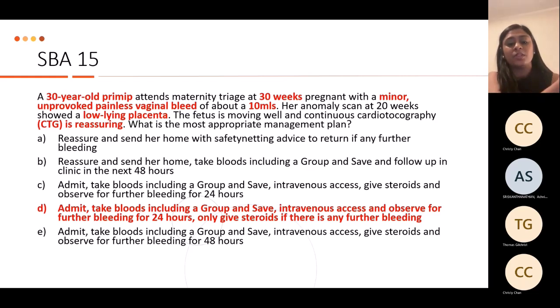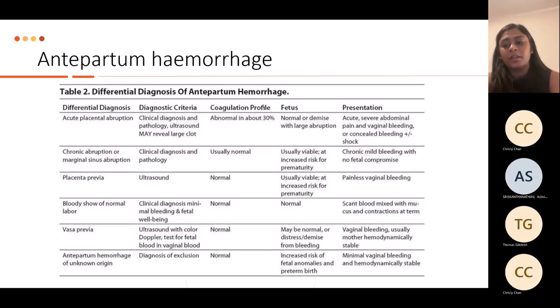But in this case, because we know that she's had some bleeding, and we don't have enough information about what the examination findings were, we would have to keep her in, make sure that she's got a group and save in place in case she needs blood, and we would monitor for further bleeding. This is a nice table. Hopefully when you have a bit more time to look at this, it tells you a little bit about the diagnostic criteria of the different things like placenta previa, placental abruption, vasa previa, whether there'd be any fetal compromise or not, and the typical presentation that's found in this.